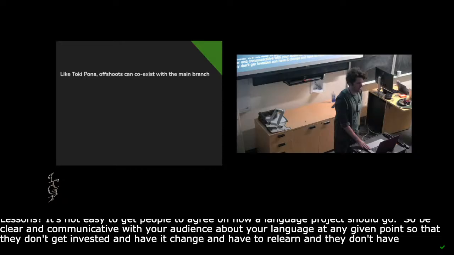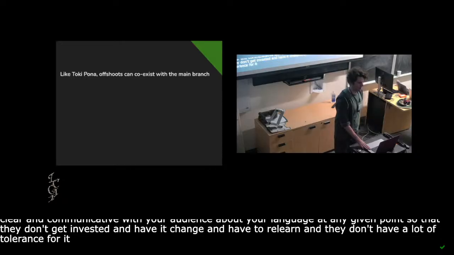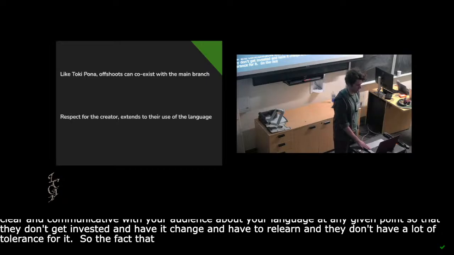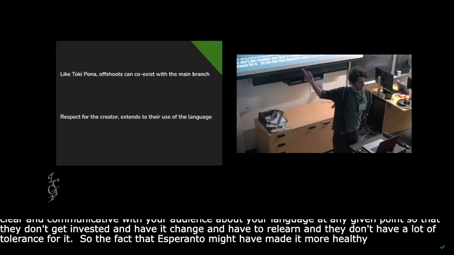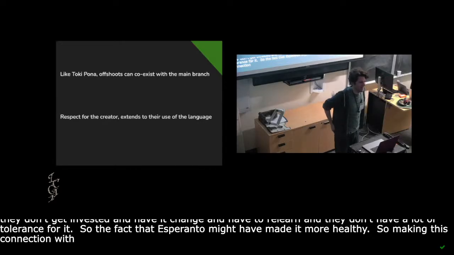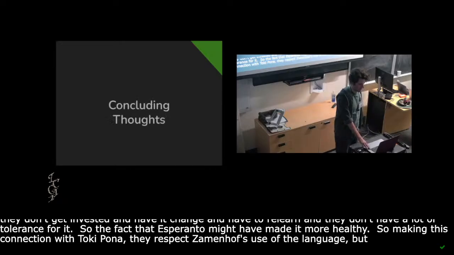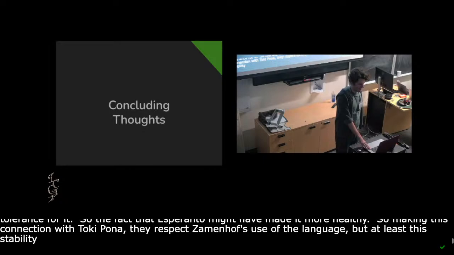Yeah, your main branch can coexist with other branches. So the fact that Ido exists didn't kill Esperanto. It might have made it more healthy. And yeah, so this line, so just making this connection to Toki Pona, I think people really respect Sonja Lang, and they respect her usage of the language in the same way people respect, maybe in a healthy way, maybe not, Zamenhof, and they respect his usage of the language, which is maybe good, maybe not, but it leads to this amount of stability.